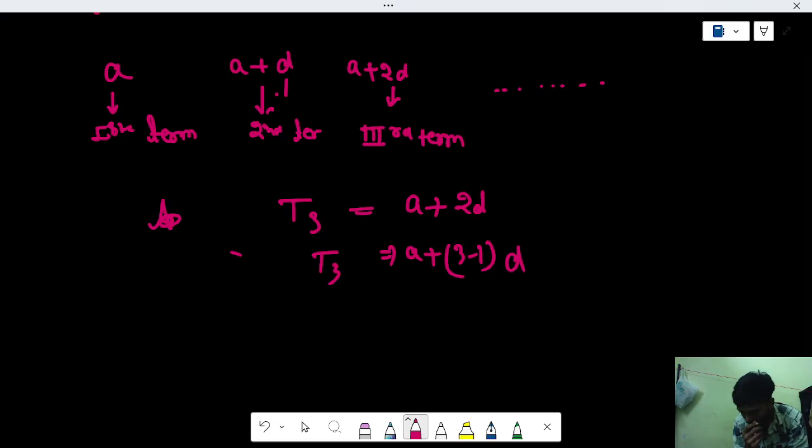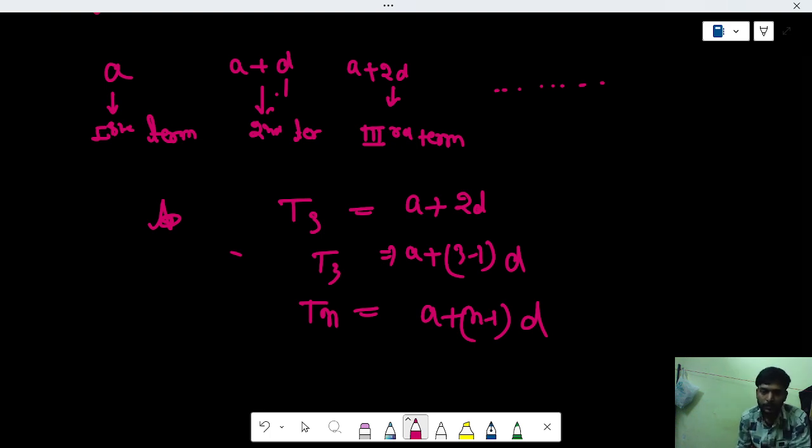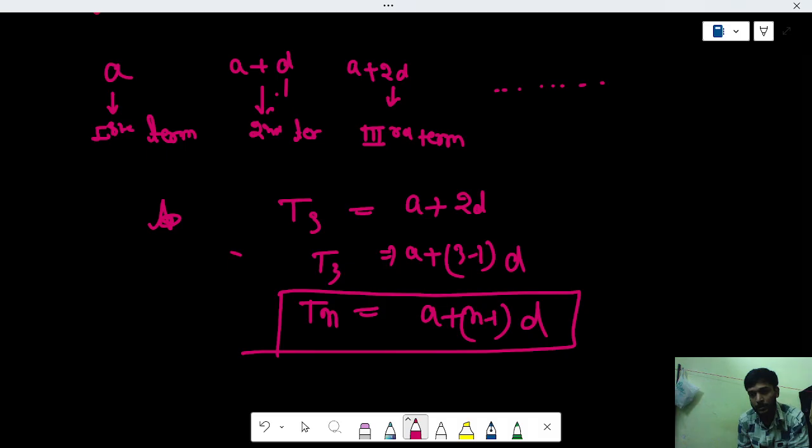Similarly, we can write the nth term equal to a plus n minus 1 into d. This is the formula to find the nth term.